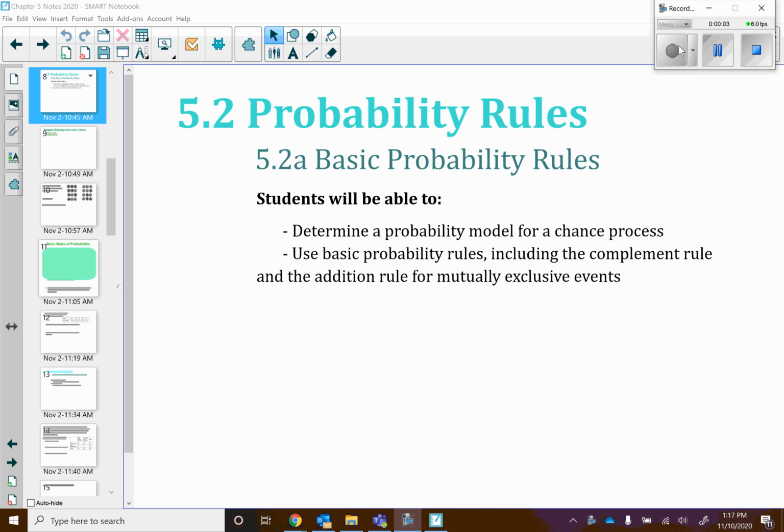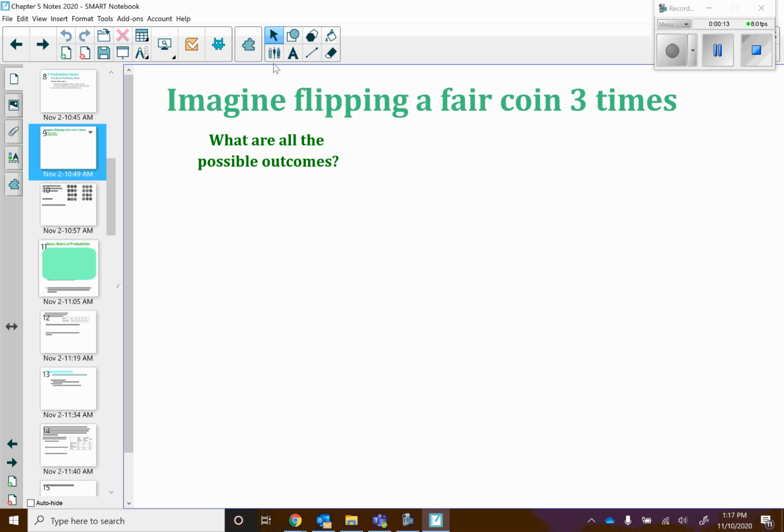Hi, AP Stats. We're going to look at 5.2a, basic probability rules. So imagine flipping a fair coin 3 times. What are all the possible outcomes? If you want to pause the video right now and try and write these out, by all means do so.